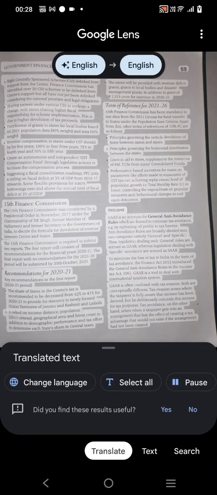Government finances and budgeting. 59. Centrally sponsored schemes, CSS, delinked from support from the center. The Finance Commission has identified over 30 CSS schemes to be delinked from the center's support, but all have not yet been delinked considering the national priorities and legal obligations. Sharing pattern under various CSS to undergo a change, with states sharing higher fiscal responsibility for scheme implementation. This is due to higher devolution of tax proceeds.